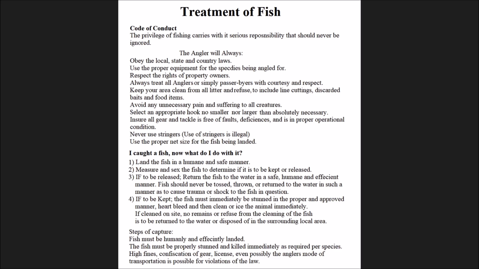Steps of capture. The fish must be humanely and efficiently landed. The fish must then be properly stunned and killed immediately as required per species. High fines, confiscation of gear, license, even possibly the angler's mode of transportation is possible for violations of the law. There have been cases where they have literally not only confiscated all of the gear, but taken the vehicle as well. They're serious about these laws over here, people.